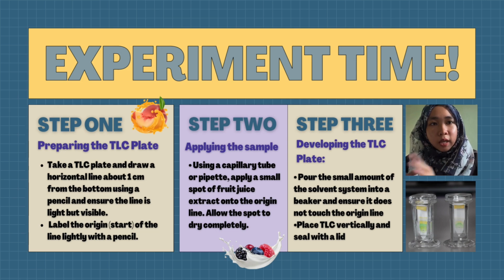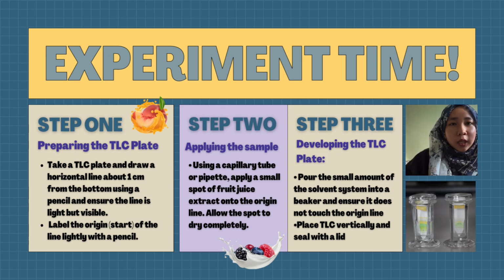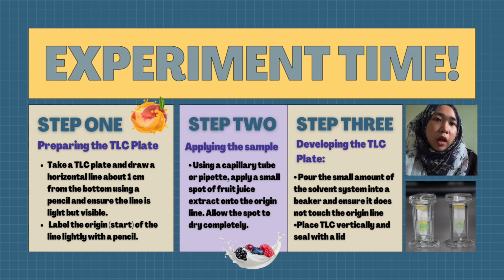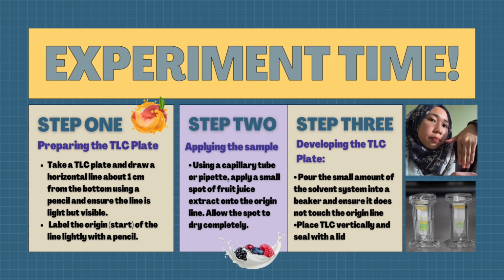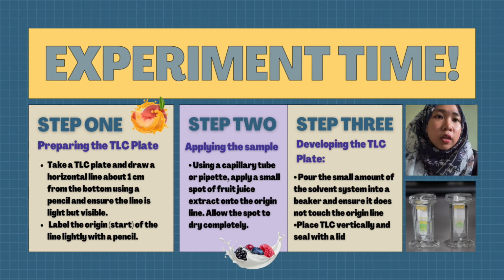Step 3. Developing the TLC plate. Pour a small amount of the solvent systems, for example, ethanol and water mixture, into the developing chamber, ensuring it is shallow enough to not touch the origin line on the TLC plate when placed inside. And place the TLC plate vertically into the developing chamber and seal the chamber with a lid to saturate the atmosphere with the solvent vapors.